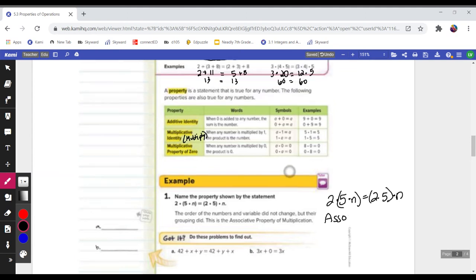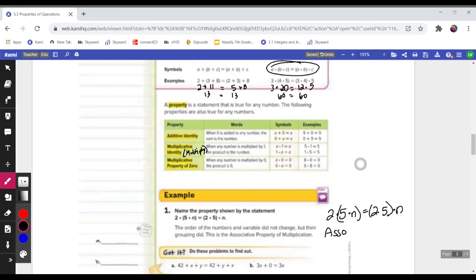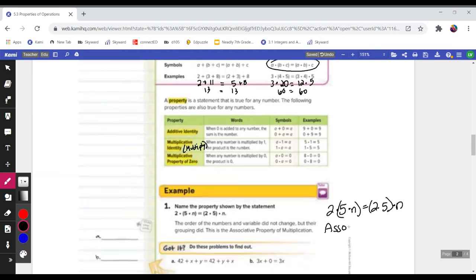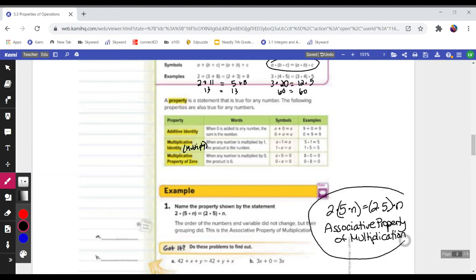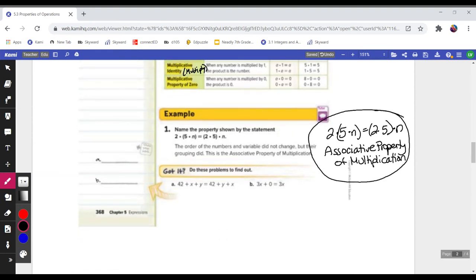Oh, and I do stand corrected. I'm so sorry. It is the associative property of multiplication because you were multiplying, not adding. So the associative property of multiplication. And again, it's multiplication because you were multiplying. So let's check these to see if you understand.